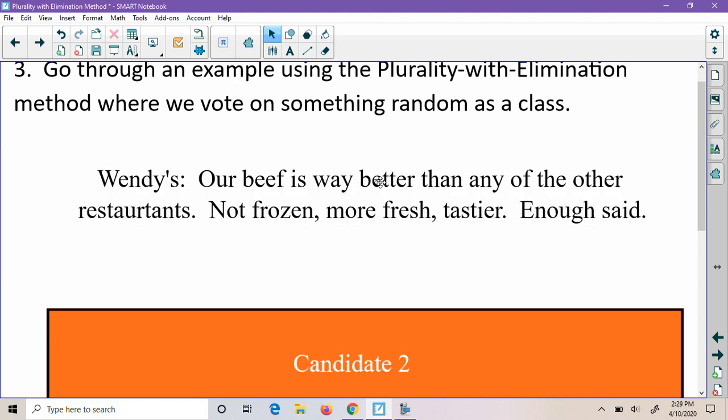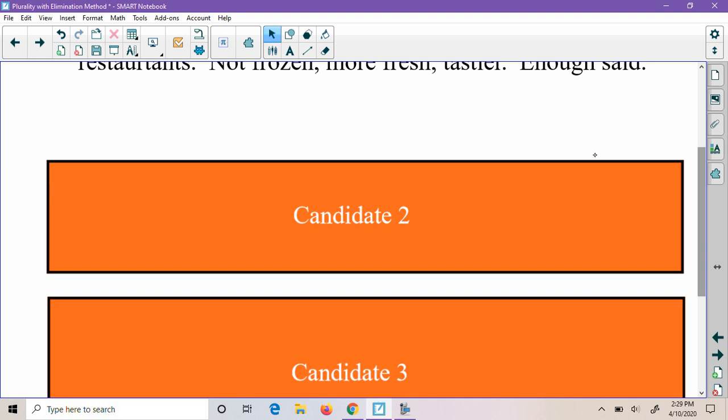Candidate one, Wendy's. They say our beef is way better than any of the other restaurants. Not frozen, more fresh, tastier. Enough said. So there's Wendy's little spiel.